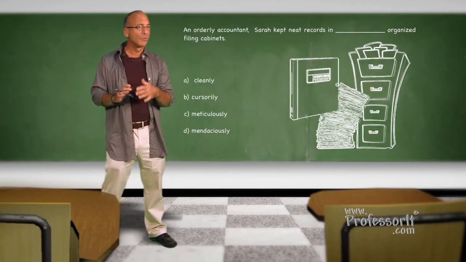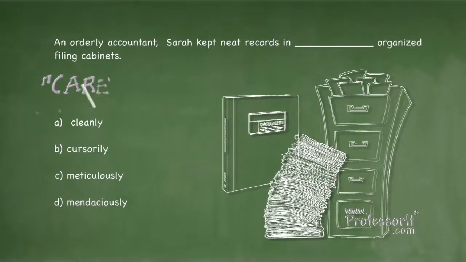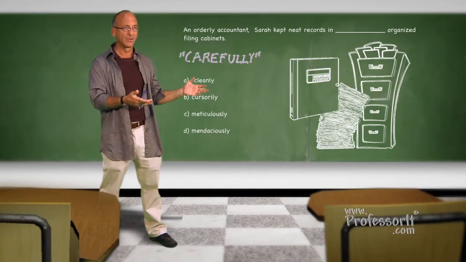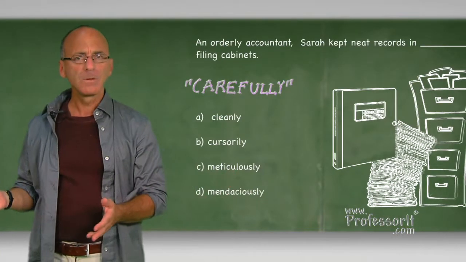Let's take our prediction and rub that against those choices and see what happens. How does carefully react with cleanly? You like it? Okay, leave it on the list. How does it react to cursorily? What is cursorily anyway? Well, if you don't know, ask yourself, what is a cursor, that thing on your computer? How does it move? Quickly, right? So does that sound careful?